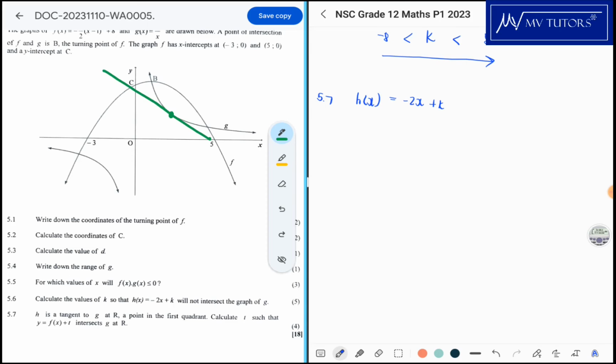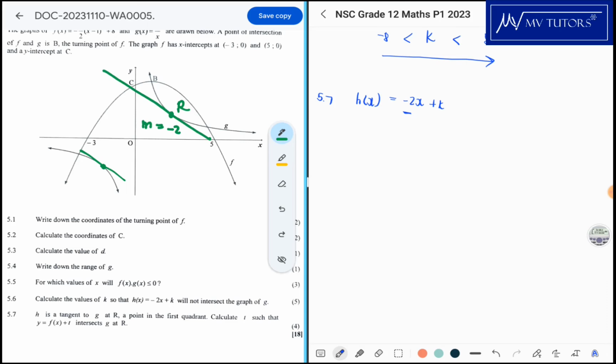Okay, and whenever you hear tangent, I hope what's coming at you is getting the first derivative, because the first derivative will be equal to the gradient. Okay, and the gradient here of h of x is actually minus 2 there in front of x. Okay, so that's the first point. H is a tangent to g at R. So we know if this is our R, that the gradient there is minus 2. Okay, a point in the first quadrant, because if it was in the third quadrant, then we'll be dealing with a different scenario there. But we're dealing now with the first quadrant.